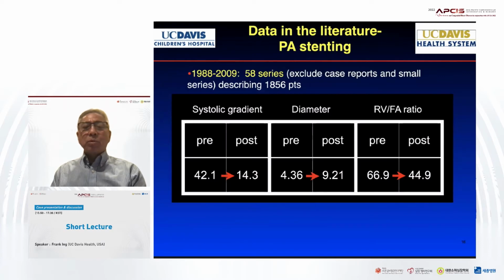Now, I did a little bit of a literature search for a debate in the past, and if you look at the papers that we pulled out of a 58-paper series, overall, the gradients in this cohort of papers show that the gradient dropped from 42 to 14, the diameter doubled from 4.36 to 9.21, and the RV to aortic pressure ratio dropped from about two-thirds to less than a half. So again, this shows that these stents can really help the clinical picture of branch pulmonary stenosis.